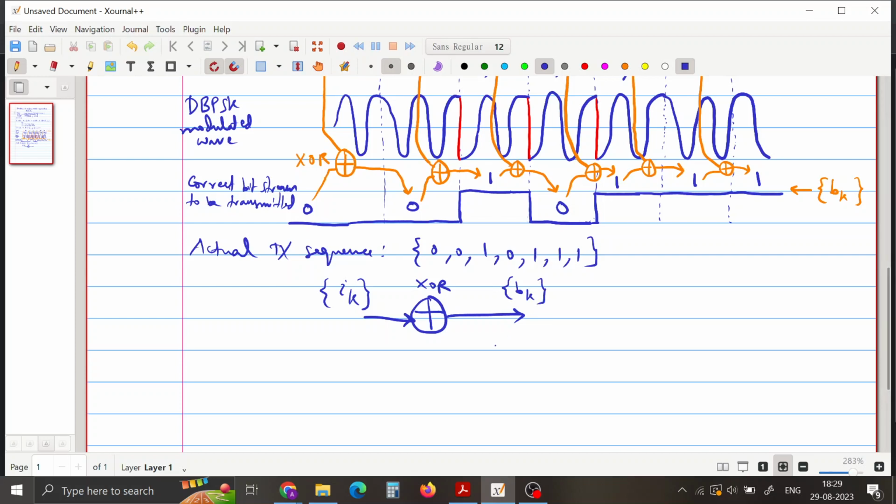This gives my actual transmitted sequence, but I introduce a delay. So this is BK minus 1. Basically, the equation that you get is BK equals BK minus 1 XOR with IK. Okay, that's the rule.